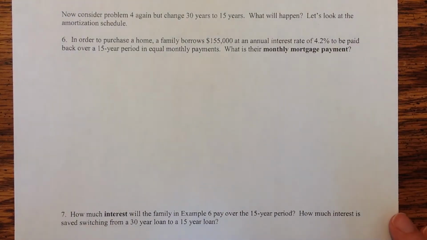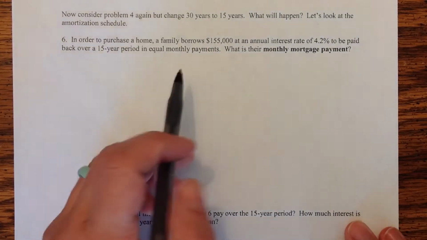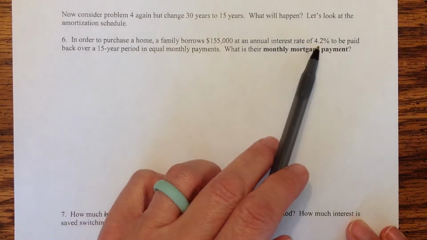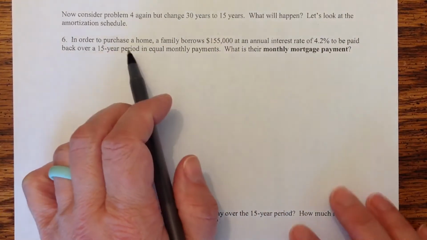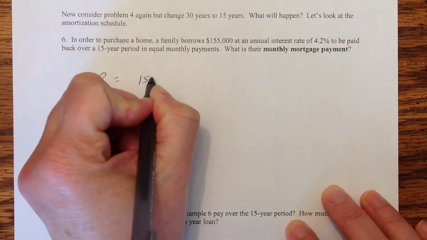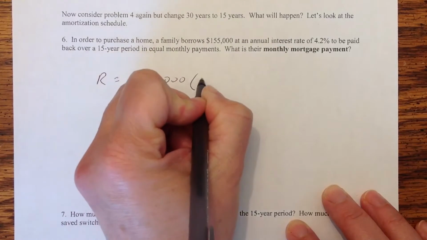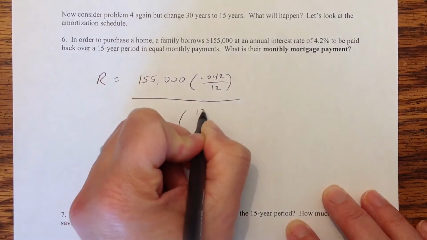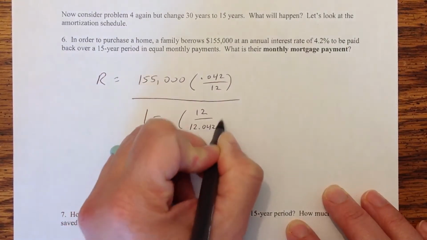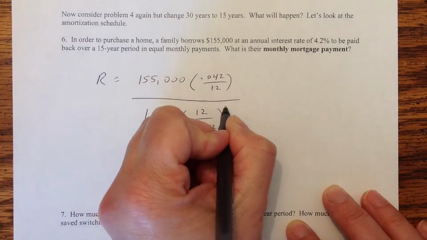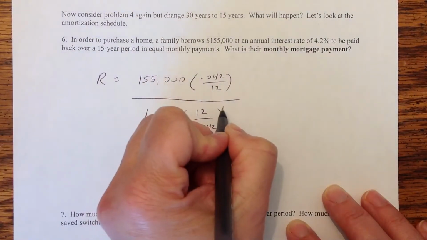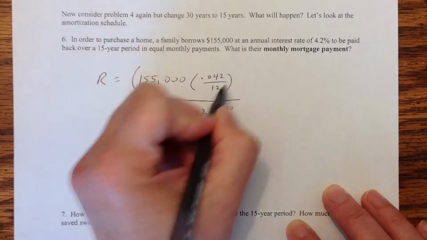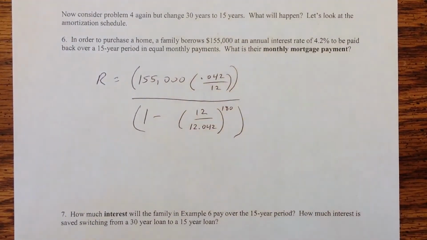Back in 13.4, we're still working on fixed rate mortgages. We're going to practice using that R formula again. We're going to stick with the same purchase price home at the same interest rate, but we're going to change 30 years to 15. So R equals 155,000 times 0.042 over 12, that's over 1 minus 12 divided by 12.042. And this is now raised to the 12t, which is 12 times 15, 180. Again, put this numerator and denominator in individual parentheses to help you with your calculator.